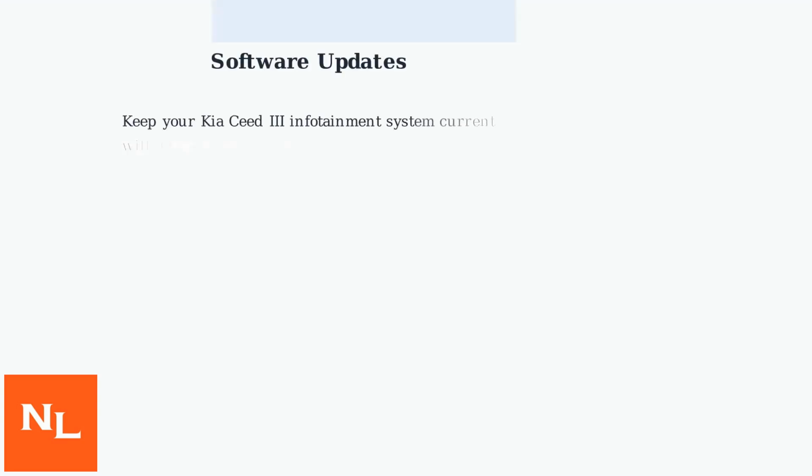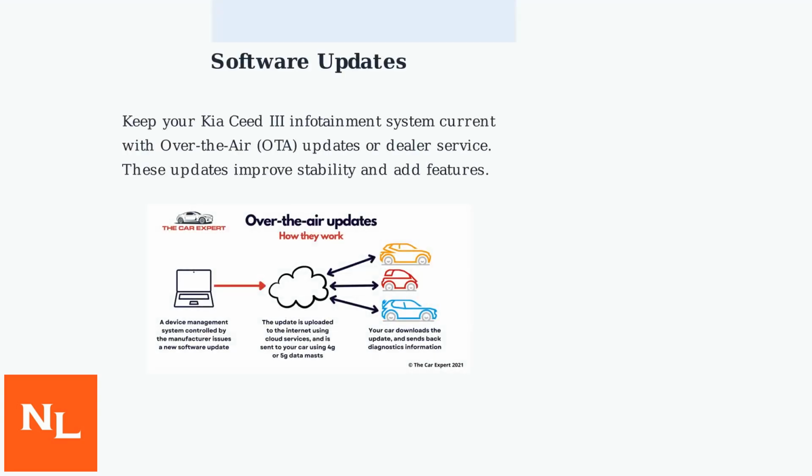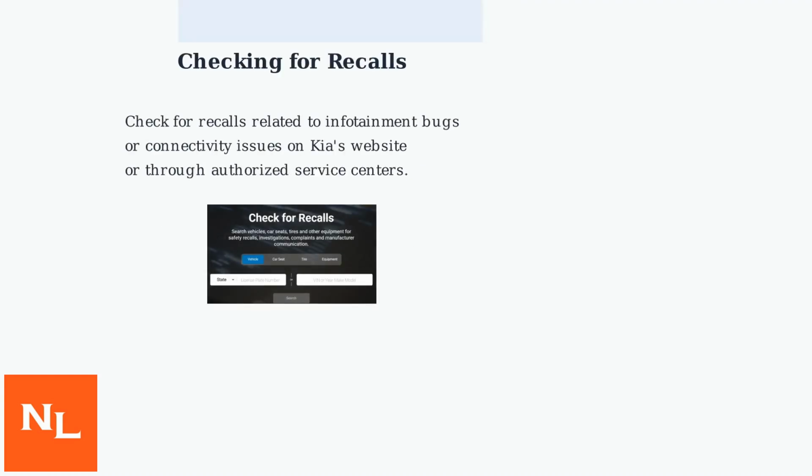Keep your Kia Ceed III's infotainment system updated with the latest software through over-the-air updates or dealer installations. These updates enhance system stability and introduce new features. Regularly check for any recalls concerning infotainment bugs or connectivity issues. Visit Kia's website or contact authorized service centers to stay informed about safety updates.